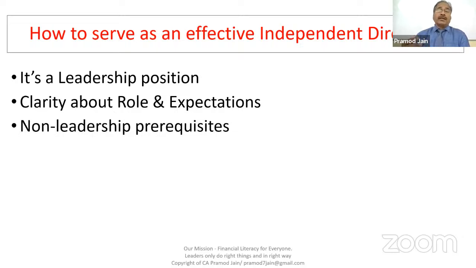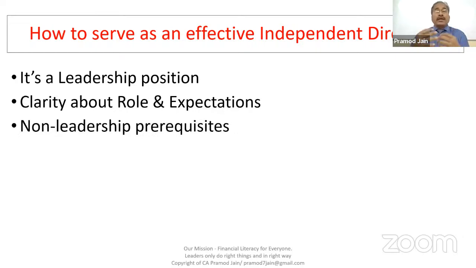So the question is, if I get an opportunity to be appointed as an independent director on the board of a company, then how do I ensure that in the capacity of an independent director, I add tremendous value to that company? Not only am I able to add tremendous value to the company, but I am also able to ensure that the degree and the level of corporate governance in that company and otherwise is also sustained.